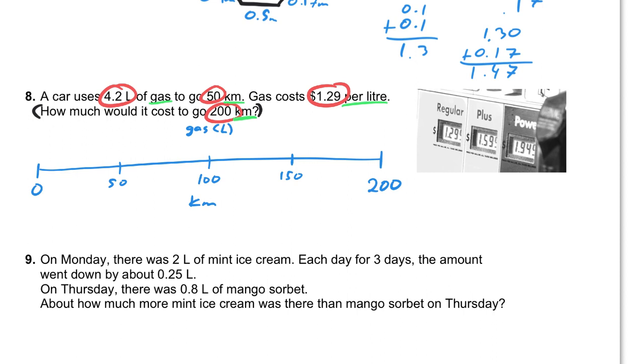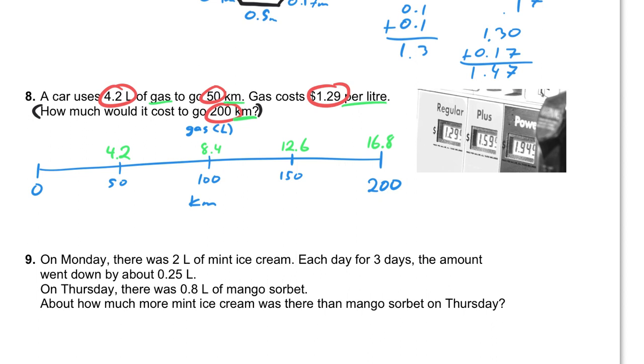Okay, how much gas does it take to go 50? Well, we already know this, right? The gas would be 4.2 liters to go 50, and another 50 would be an additional 4.2. So I can just add another 4.2, and we'll get 8.4. I can continue adding 4.2. If I add 4.2, we get 12.6. And if I add another 4.2, we will get 16.8 liters.